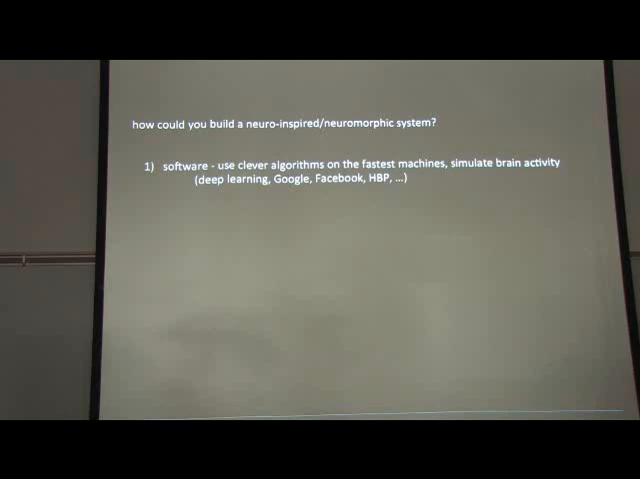Mostly around deep learning, machine learning kind of approaches right now. And there's a lot of effort and a lot of resources dedicated to that at places like Google, Facebook, the Human Brain Project, and many other educational institutions.